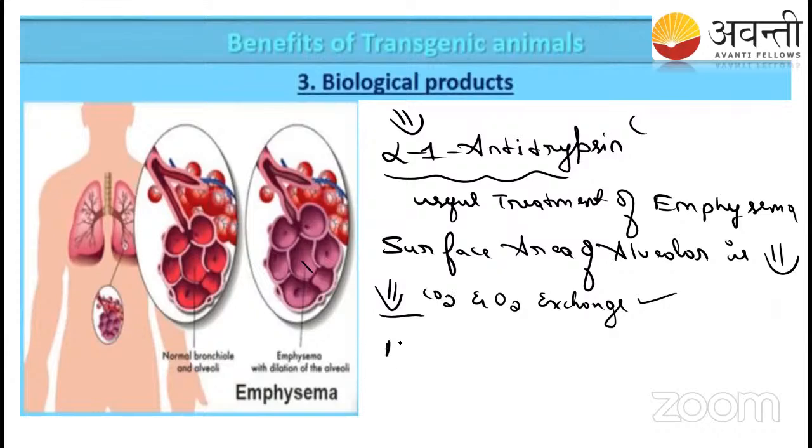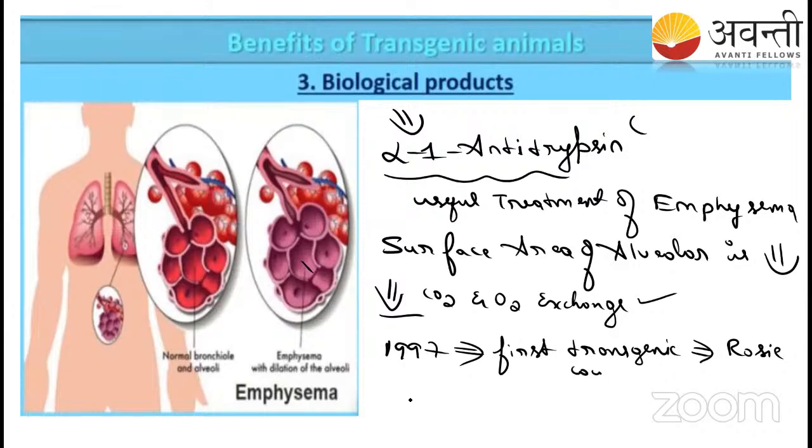And the second example is in 1997. In 1997, the first transgenic cow was produced. Its name is Rosie. In this Rosie cow, the first transgenic cow, it is going to produce milk. This milk is very rich in alpha-lactalbumin.